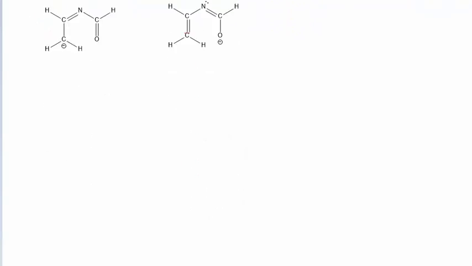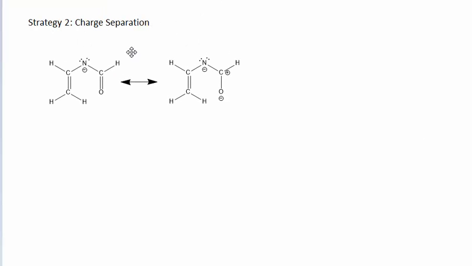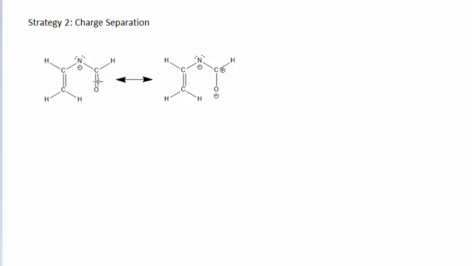I want to give you a second method just in case you ever get stuck when you're solving these problems. So the second strategy for resonance structures is what I'll call charge separation. It comes from the idea that if you have a pi bond within a molecule, you could break that pi bond into 2 different charges. So you could break it into a positive charge and a negative formal charge.